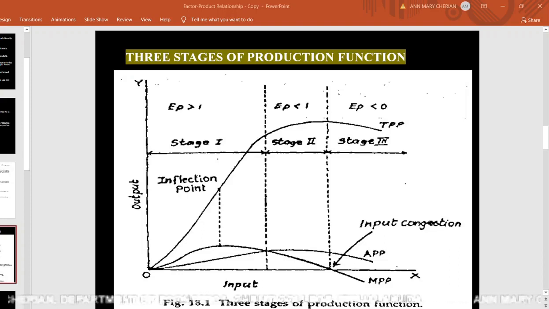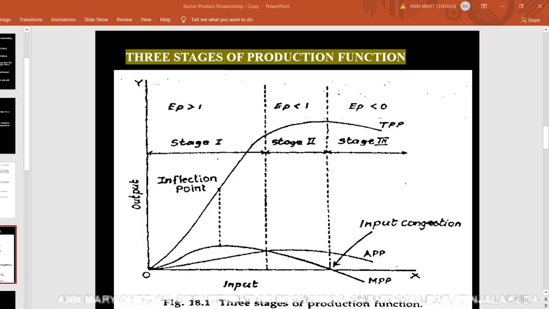So this stage is also considered an irrational stage of production, because here technical efficiency of variable resources as well as fixed resources declines. In this particular stage, elasticity of production is less than 0 because MPP is negative. We know that elasticity of production is equal to MPP by APP. So here MPP is negative, so elasticity of production will be less than 0.